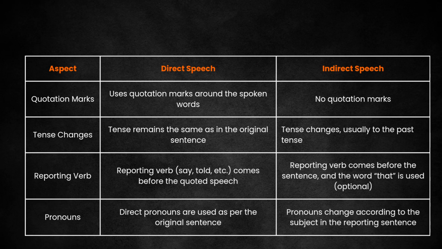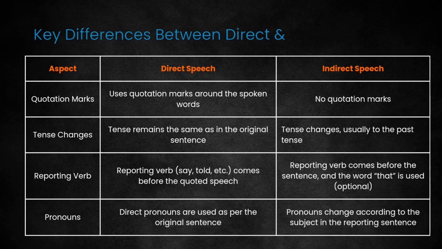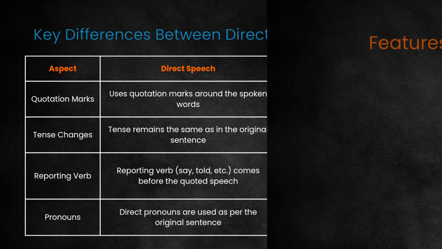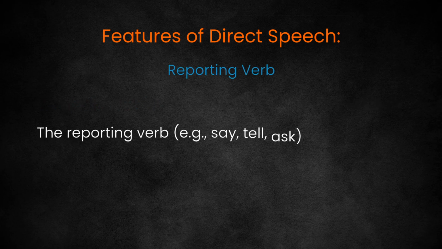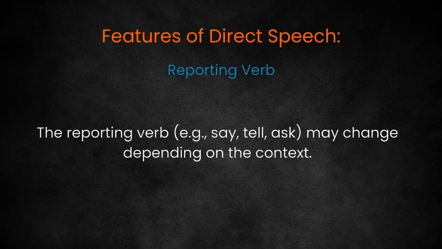Let's quickly go over the key changes to keep in mind when converting a sentence from direct to indirect speech. 1. Quotation marks. Remove the quotation marks from the original sentence. 2. Reporting verb. Adjust the reporting verb if necessary to suit the context.